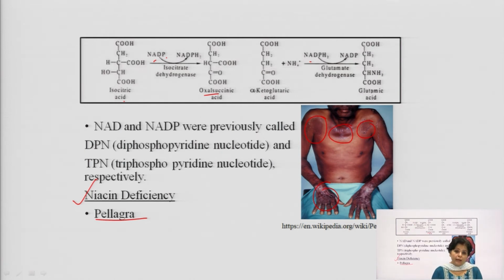especially when they are exposed to the sun rays or UV rays. Inflamed mucous membrane and they have abdominal pain also in the pellagra disease. Basically there are scaly skin sores, especially when they are exposed to the sun rays.